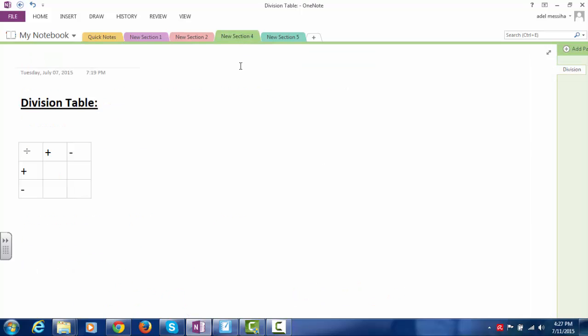First of all, as we did with the multiplication table, we need to check the division table. First of all, we care about the sign, and after that we'll care about the answer. So let's start with the division table. As you can see here, the sign that I'm using is division. Now I have positive divided by positive, negative divided by negative.